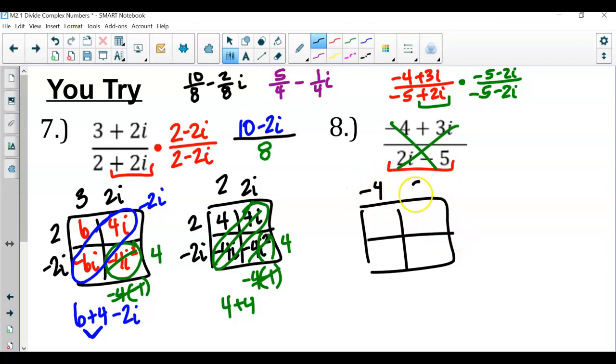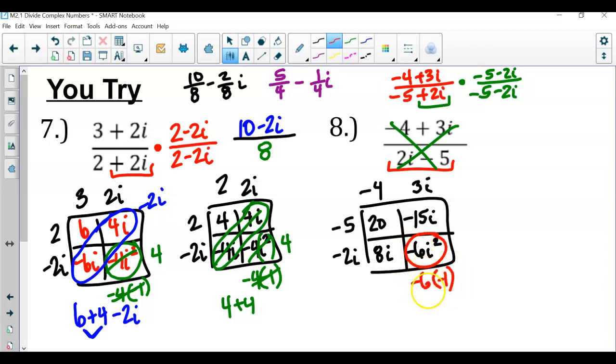Negative 4 times 3i and negative 5 and negative 2i. So now negative times a negative is a positive 20. 3i times negative 5, negative 15i. Negative times a negative is a positive 8. 3i times negative 2i, negative 6, but i squared, because again, you have i times i. The moment you guys see i squared, that represents negative 1.